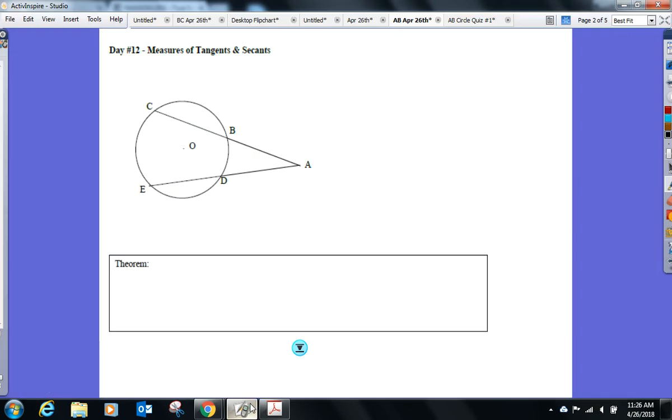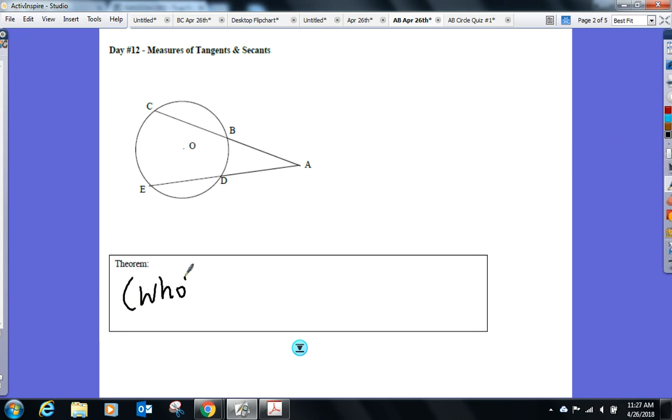Yesterday, what did we talk about? How to find lengths of chords. Now what about secants and tangents? If I ask you to find the length of a secant or a tangent, here's exactly what we're going to do the entire time. And it's just a little saying.